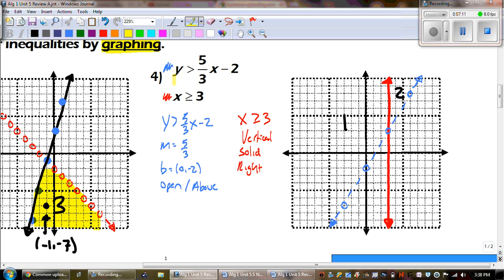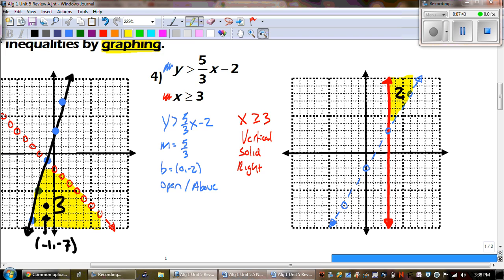Now the red line, x is greater than or equal to 3. It's a vertical line because there's only one variable and it's x. It's a solid, and I don't shade above or below a vertical line. I can only shade to the right or to the left, and since it's greater, we shade to the right. And so I cross out 1. So the only thing that's going to be colored in for number 4 is going to be that little corner right there.